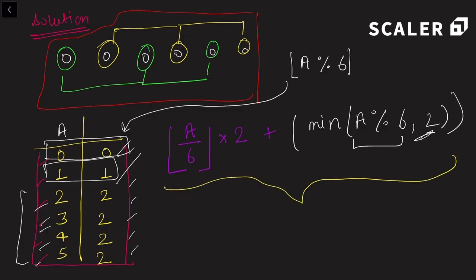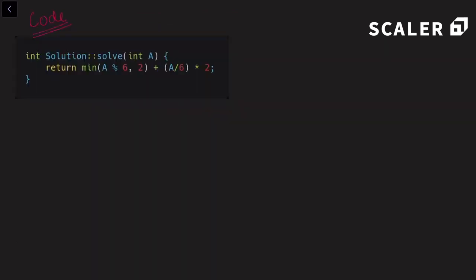Now let's move on to see the pseudocode of this problem. Now let us talk about the pseudocode, which is quite straightforward. Basically, we are creating the batches of 6, then we are multiplying it by 2 because a batch of 6 needs 2 operations. Then after that, we are returning minimum of A mod 6 comma 2.